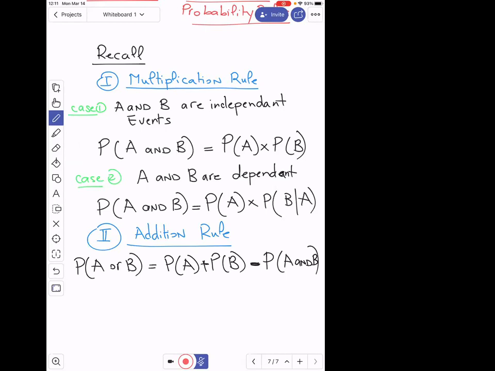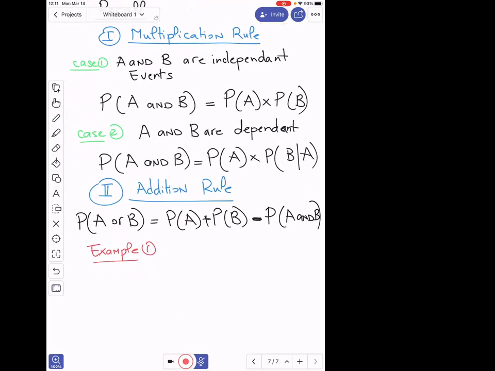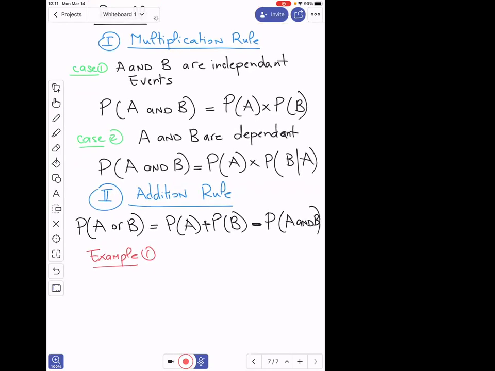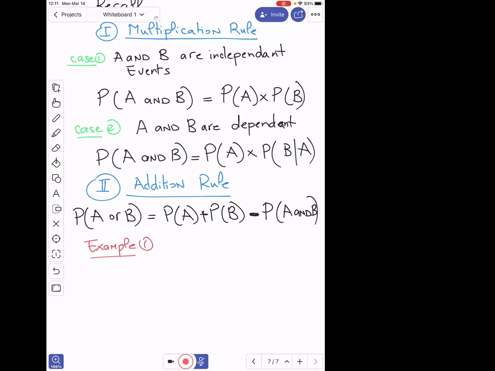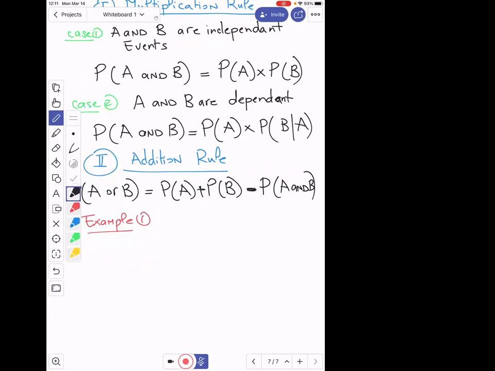All right, now let's do the first example, I mean, exercise 5, example 1. So let's see. You roll two fair dice, a white one and a red one. Okay, so we roll two dice.